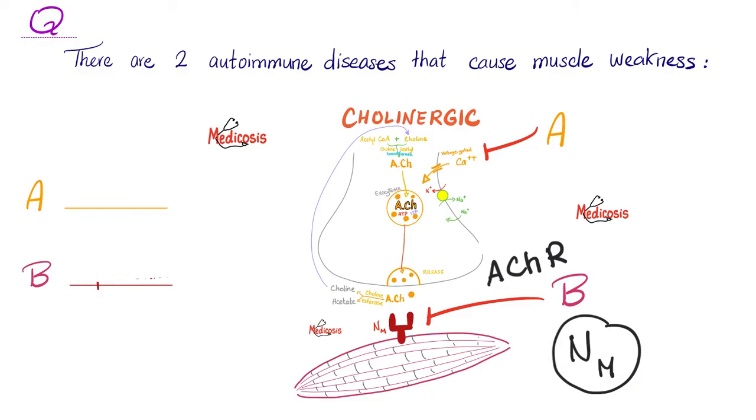What's the name of disease A and what's the name of disease B? Do you know the answer? Please pause the video and try to answer this yourself. The answer is disease A is affecting the presynaptic voltage-gated calcium channels, and this is Lambert-Eaton myasthenic syndrome. The second disease is affecting the nicotinic sub-M acetylcholine receptors, and this is myasthenia gravis.